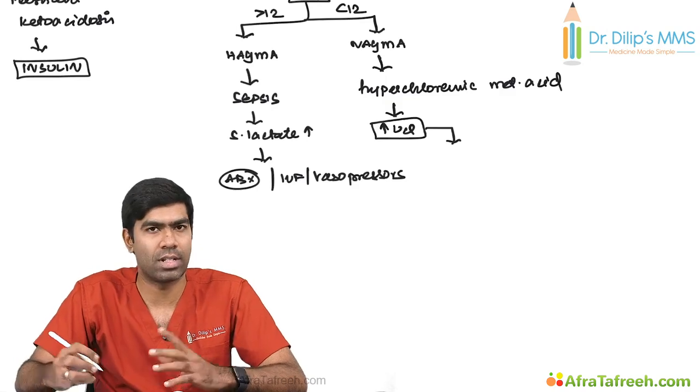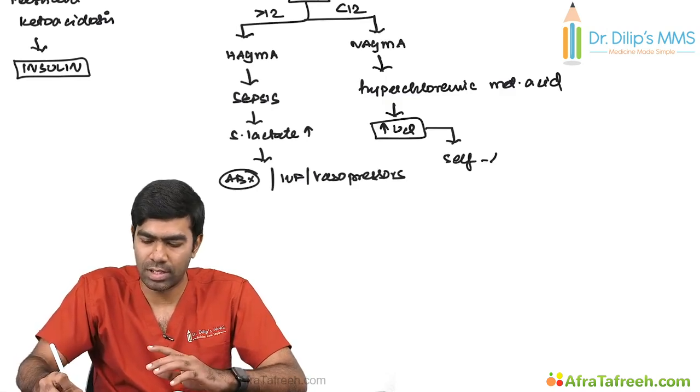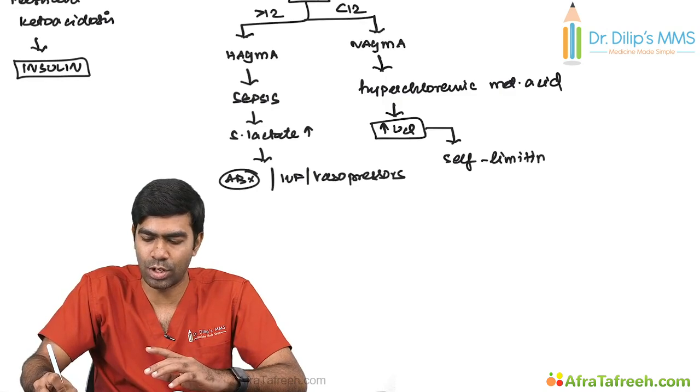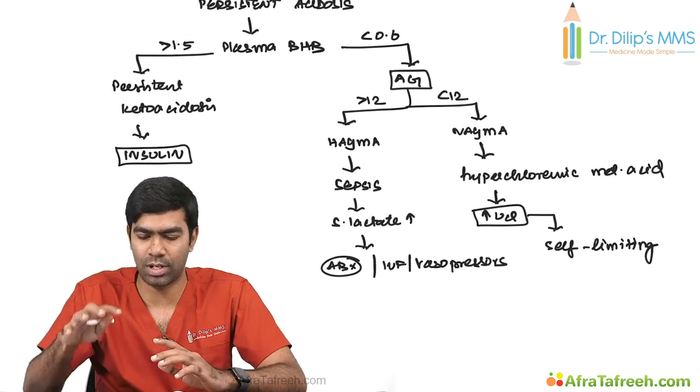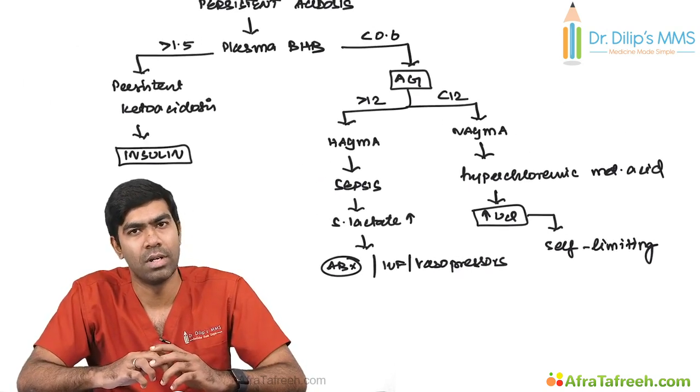So the treatment is nothing. Usually it's a self-limiting benign condition. So no need to do anything. It will automatically resolve on its own. So this is how you are going to approach a diabetic ketoacidosis patient who is going to have a persistent acidosis.